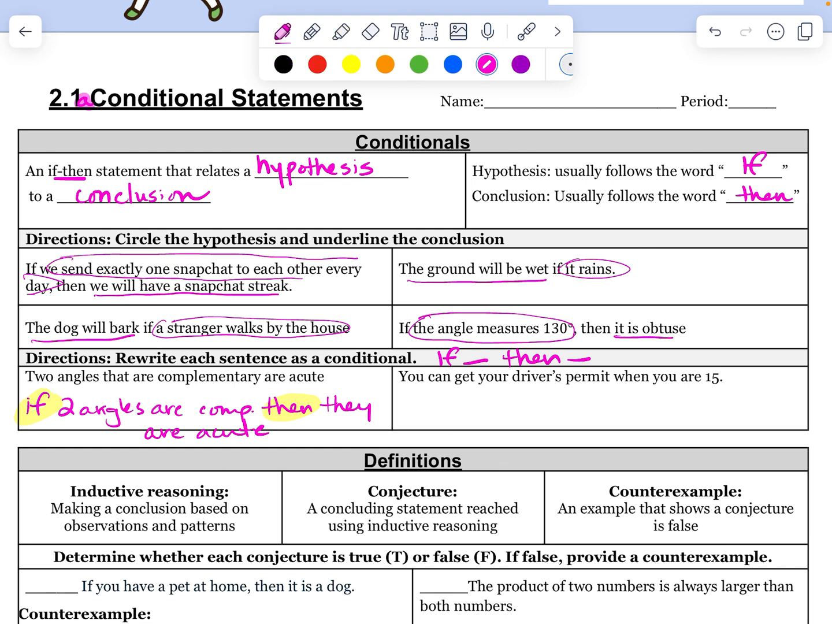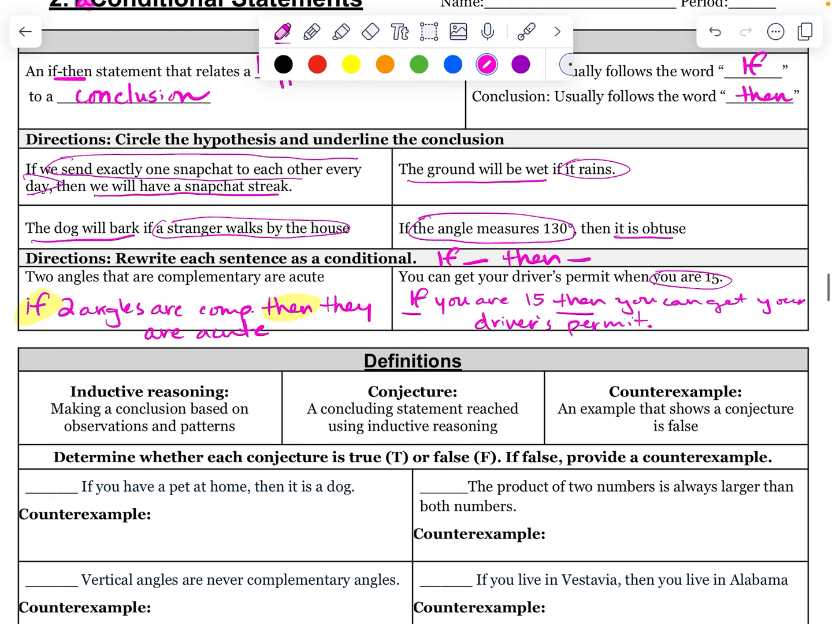You can get your driver's permit when you are 15. So the if part, I think it makes the most sense to have the if you are 15, then you can get your driver's permit. If you write it the other way, it's not a big deal, but this makes the most sense to me. So again, I have my if, I have my then, I have a hypothesis and a conclusion.